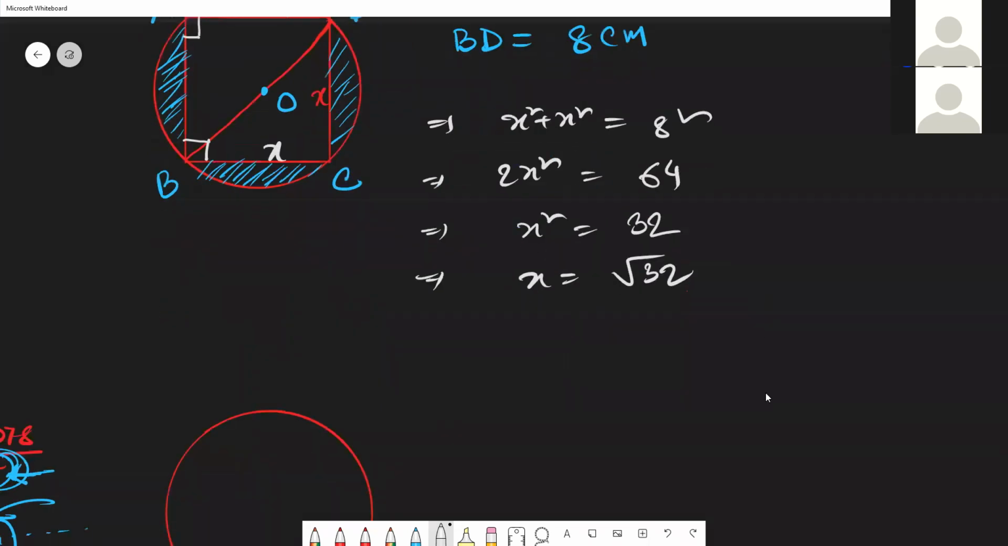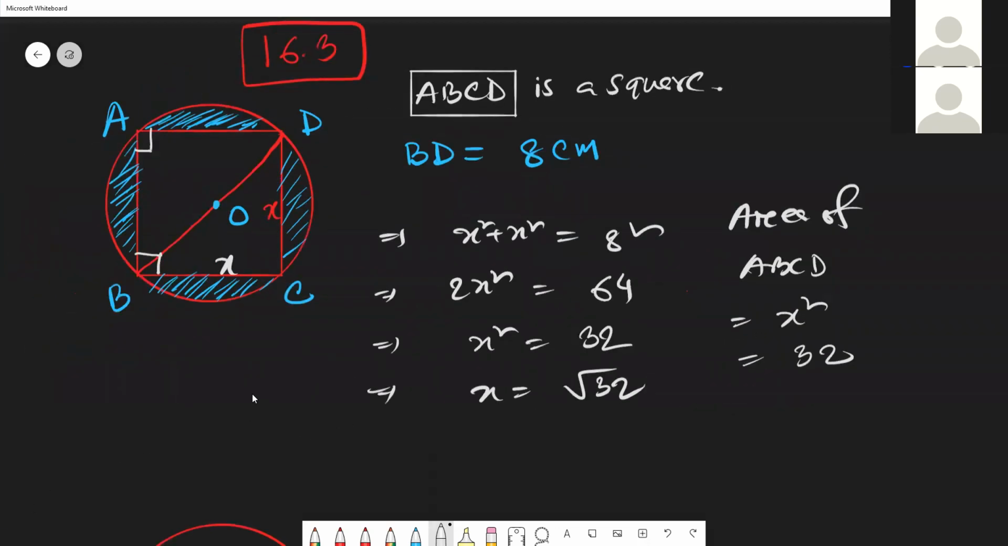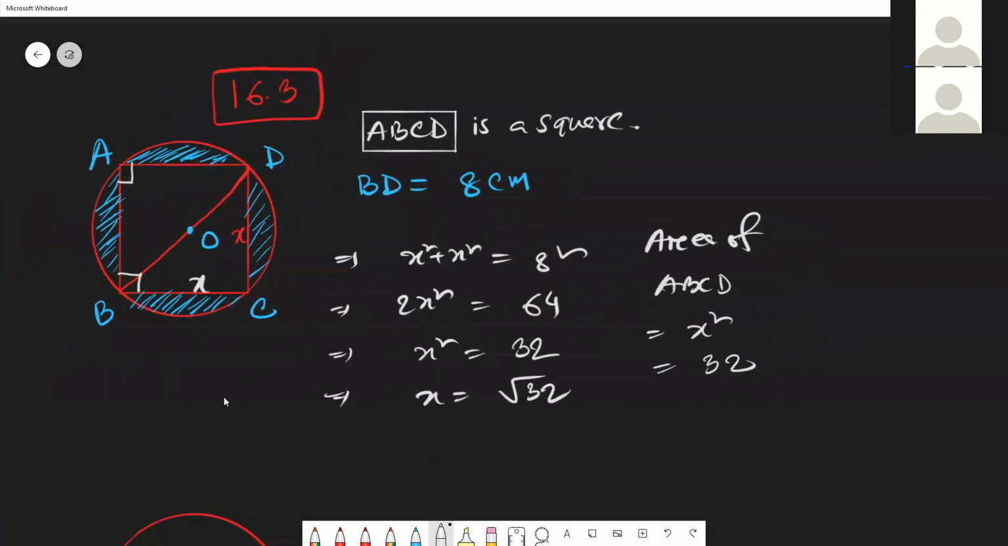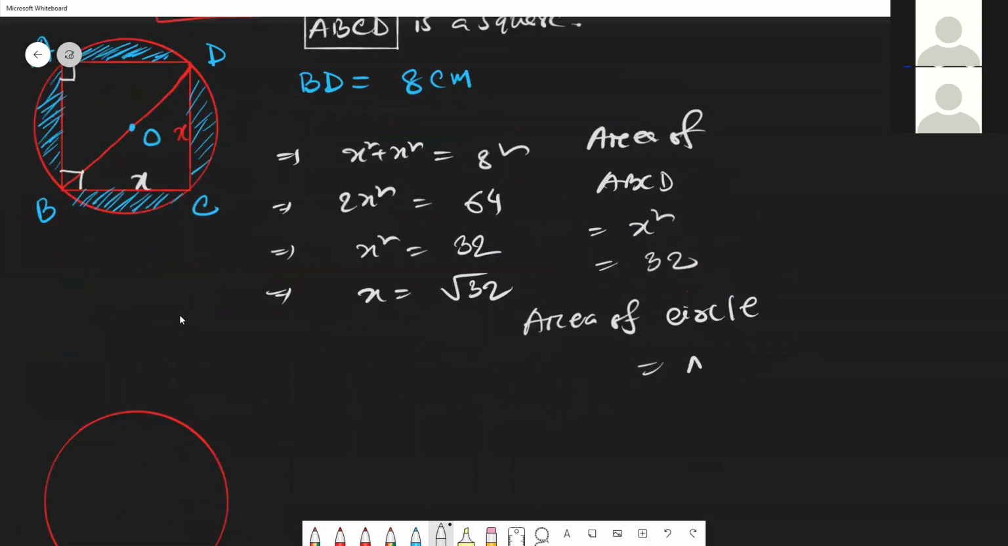So now area of ABCD. Area of the square is equal to x square. That means one side squared, which is 32. এখন এটার এরিয়া থেকে, আমি সার্কেলের এরিয়া থেকে এটা মাইনাস করব. Area of circle is equal to pi r square. R means 8/2, squared. So now it is pi 4 square.